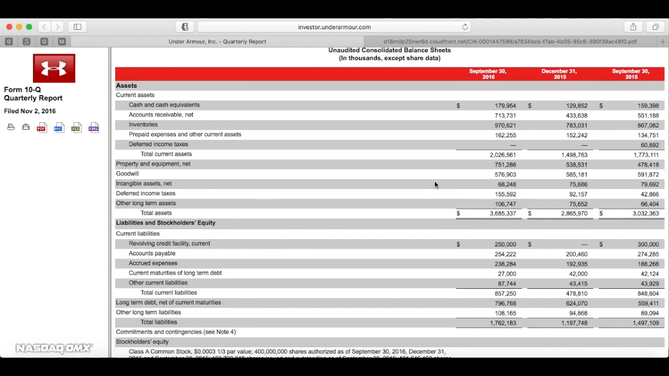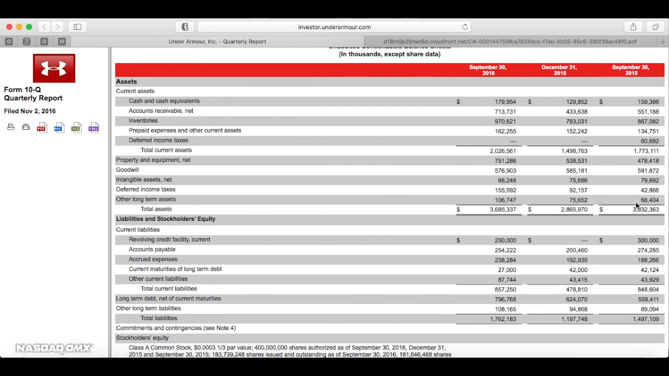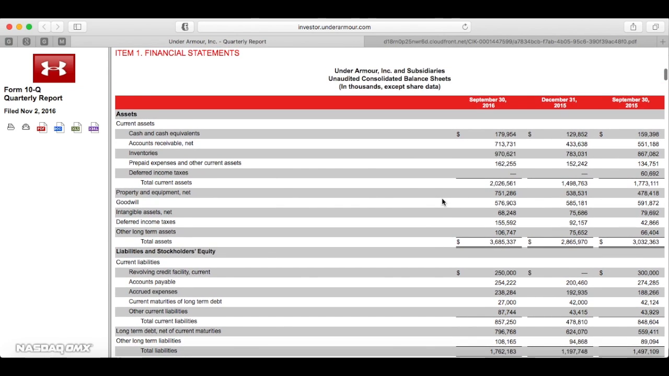Intangible assets. These are things you can't touch, assets you can't touch. For Under Armour, it looks like it's come down a little bit, but that's fairly steady for them. Deferred income taxes, now we're getting into taxes and things like that. And other long-term assets, they have quite a few now, over $100 million worth of other long-term assets.